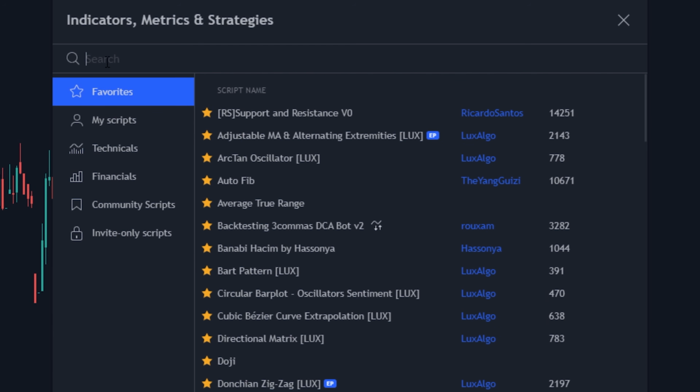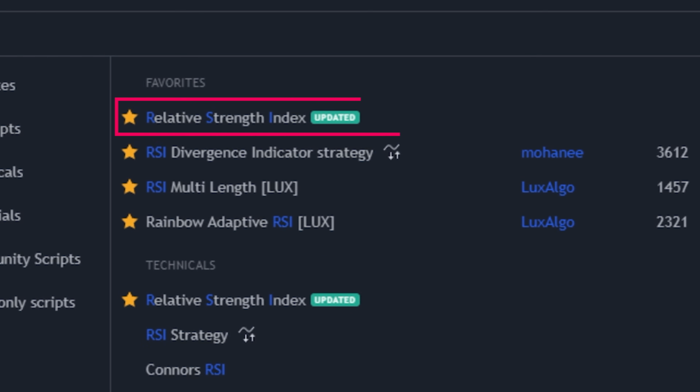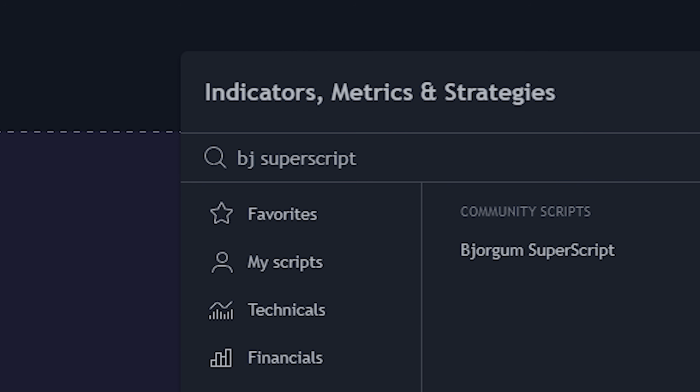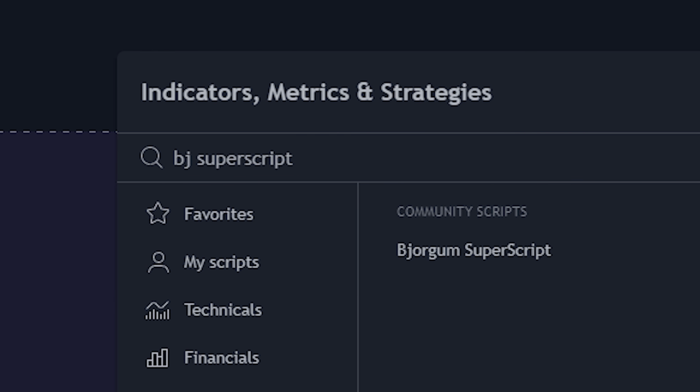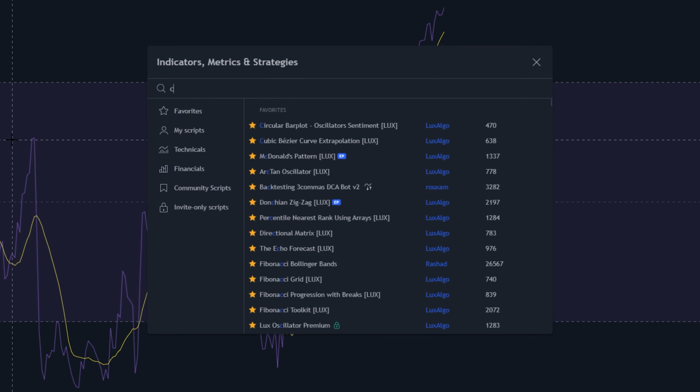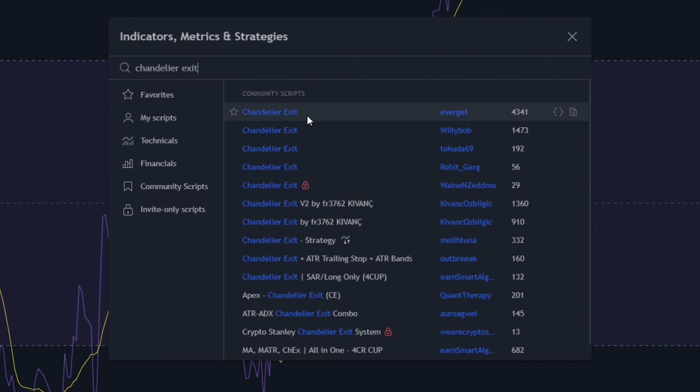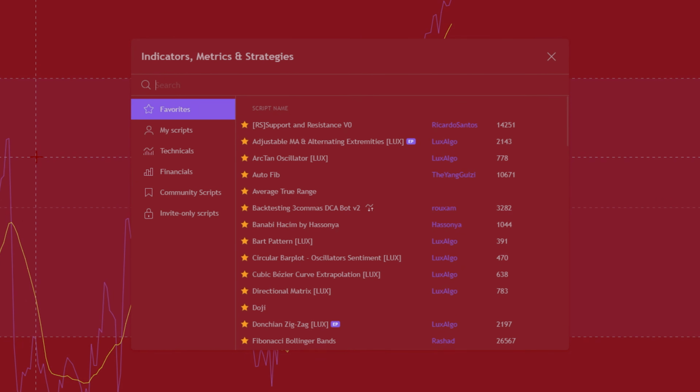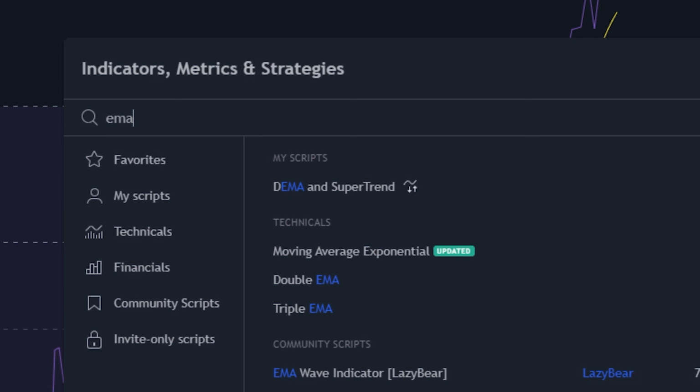The first indicator we'll be using is the RSI, or the Relative Strength Index. The second indicator is going to be the BJ superscript, this one right here. The third indicator is going to be the chandelier exit. And the fourth and final indicator is gonna be an exponential moving average.